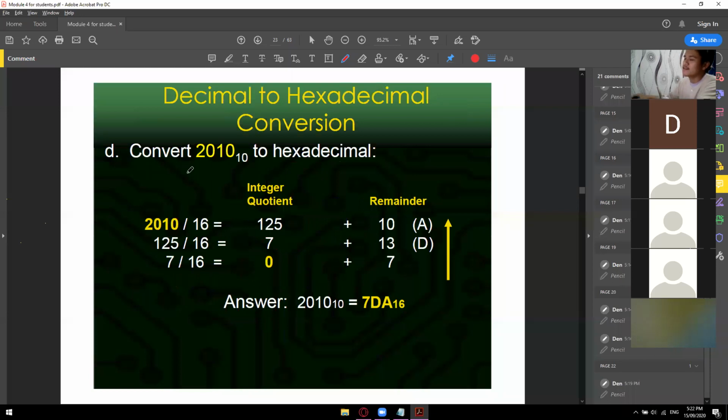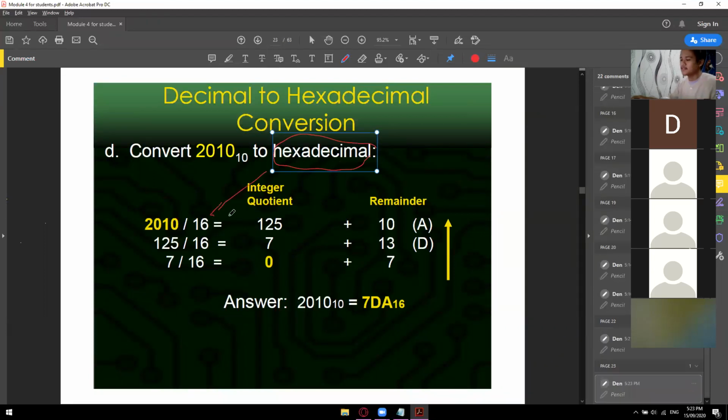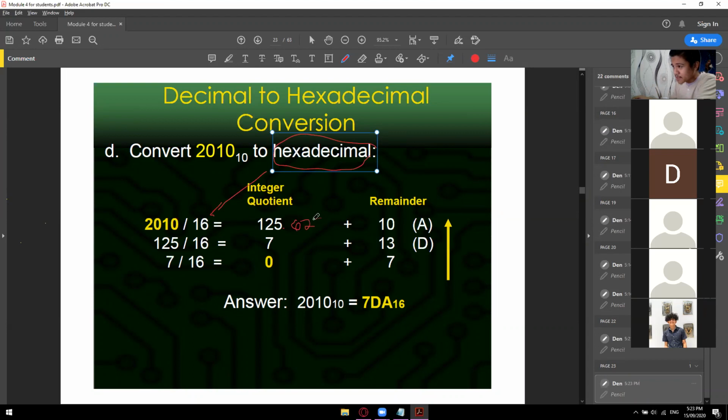Next one. Convert 2010 base 10 to hexadecimal. So it is asking us to convert it to hexadecimal. So our dividend now is 16. So 2010 divided by 16, then you will get, kayo nga rin sumagot, ano makukuha natin? 125 point 625. Then multiply this 1.625 to 16, then you will get 10.